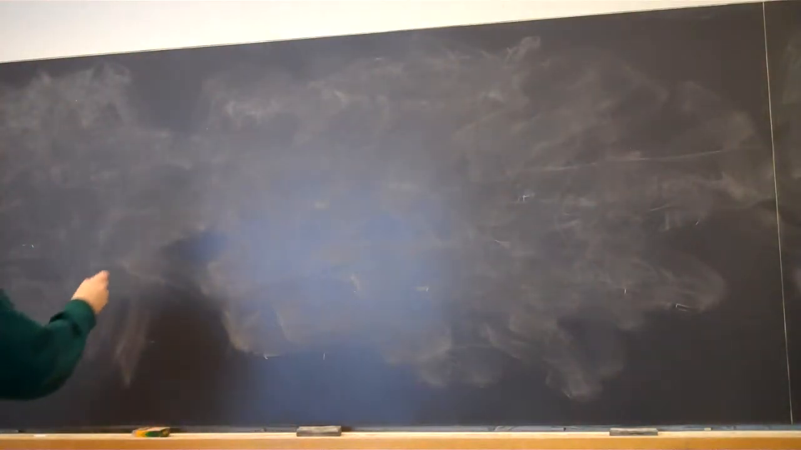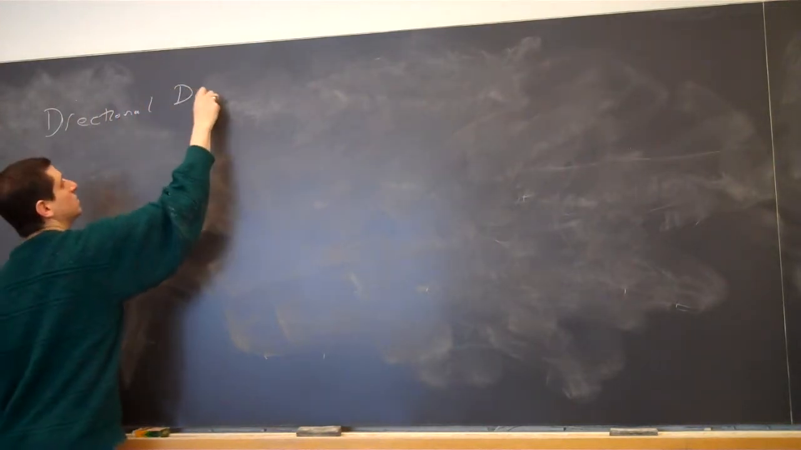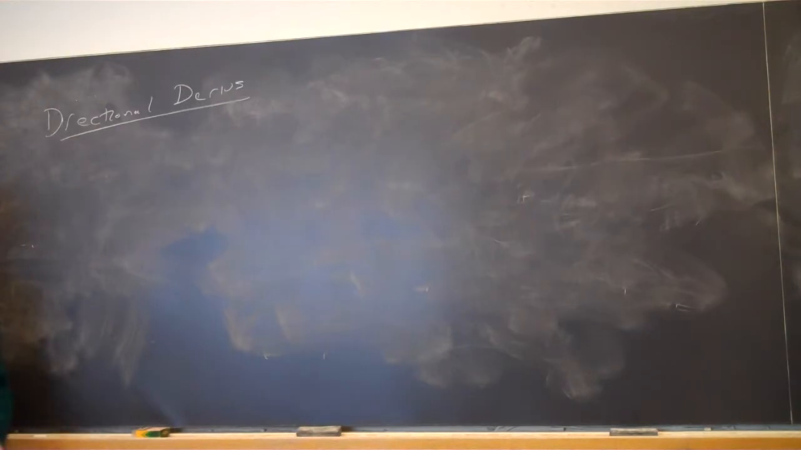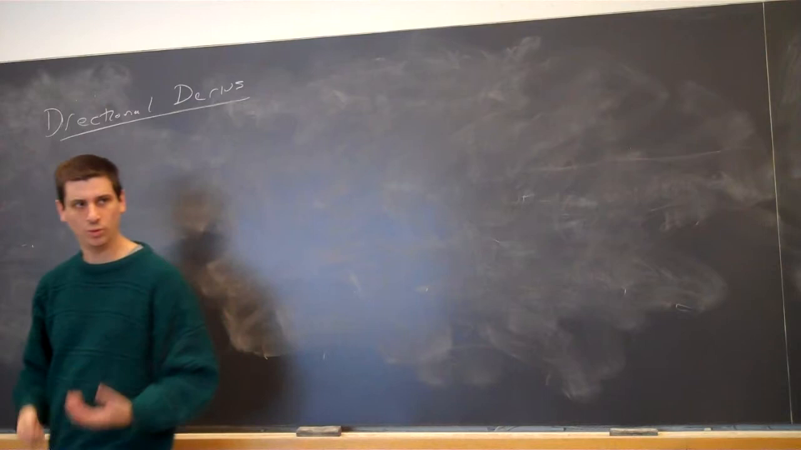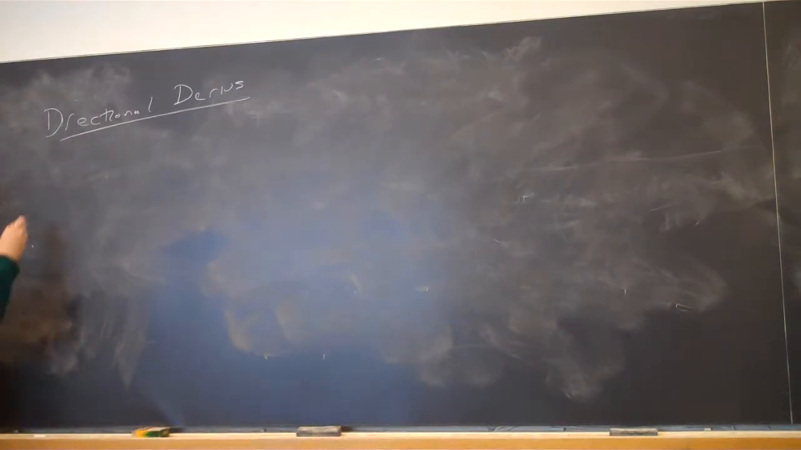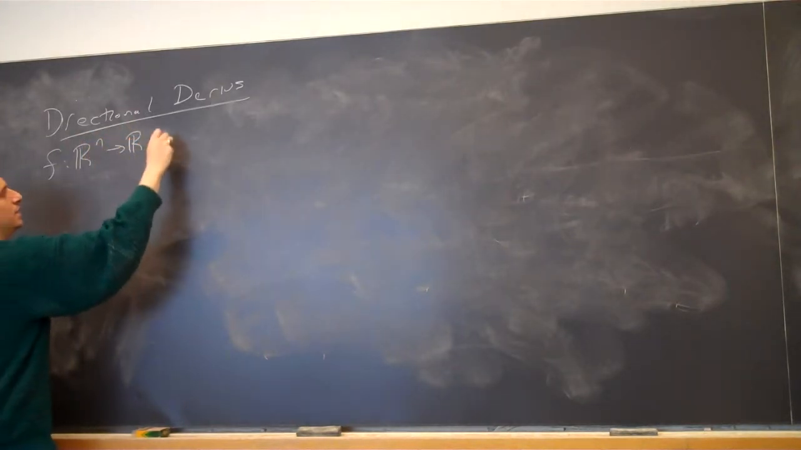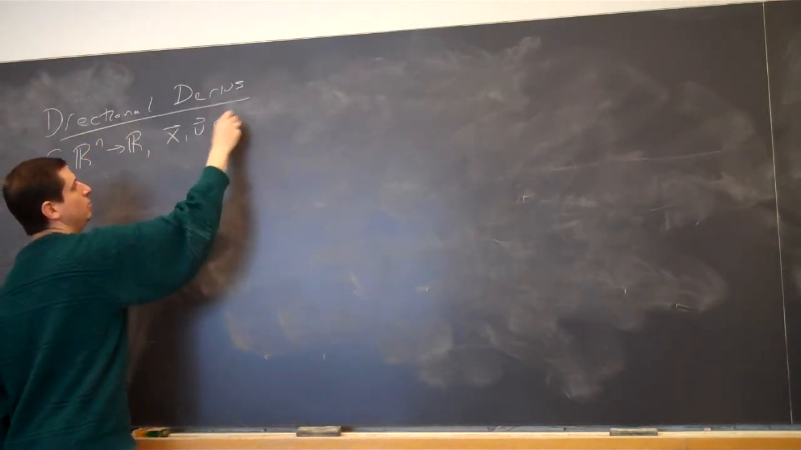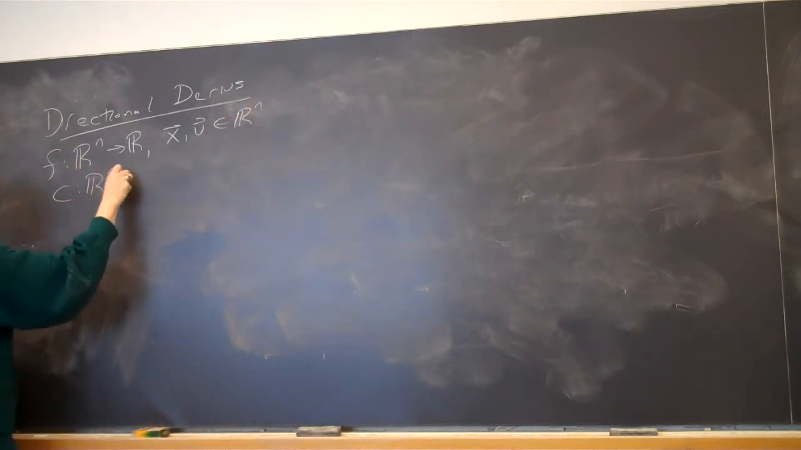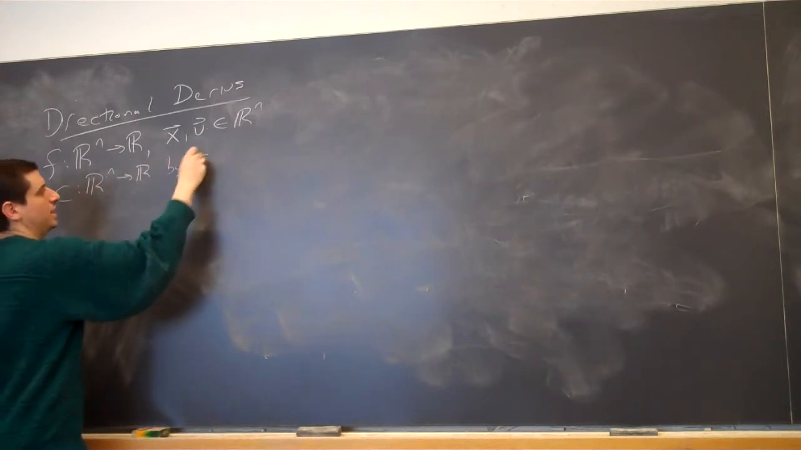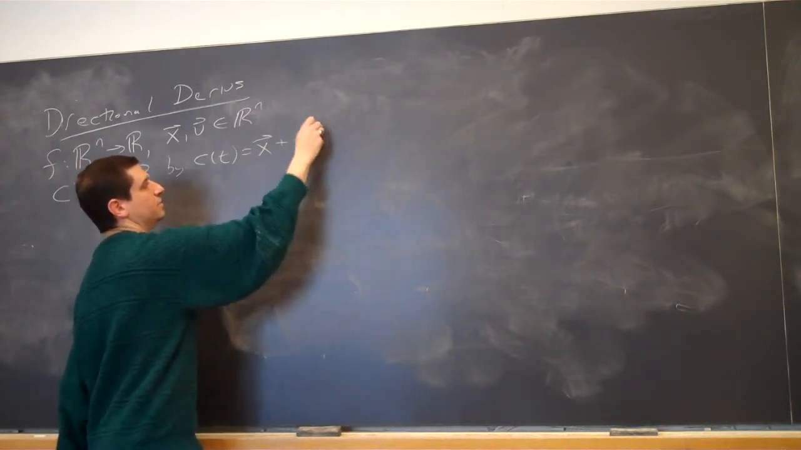Okay, so directional derivatives. So far we've only seen how to take derivatives in special directions, along the x-axis, along the y-axis. What we're going to do today is see how to take it in a more general situation. So f is going to be a function from Rn to R. X and v will be vectors in Rn. I'm going to let c be a function from R to Rn by c of t is x plus tv.